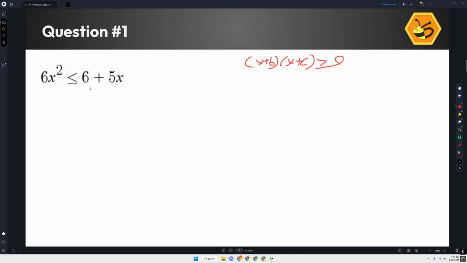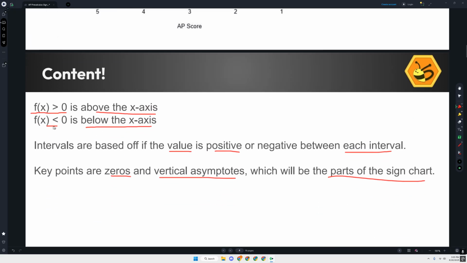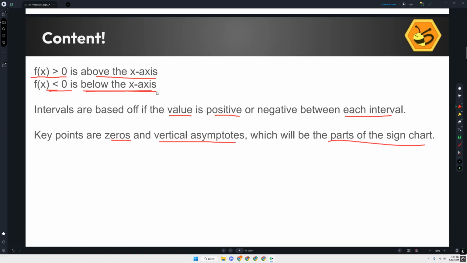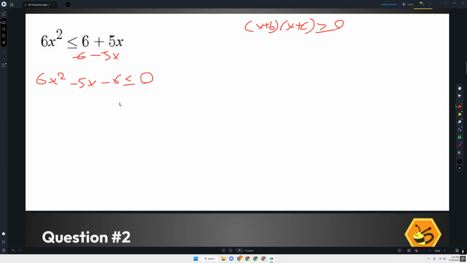The first step is to set everything equal to 0. So we subtract 6 and subtract 5x, giving 6x squared minus 5x minus 6 is less than or equal to 0. And if you remember from earlier, if it's less than or equal to, we're looking for values below the x-axis. From there, we factor this, and you should have gotten 2x minus 3 and 3x plus 2, less than or equal to 0. Did everyone get to this part?